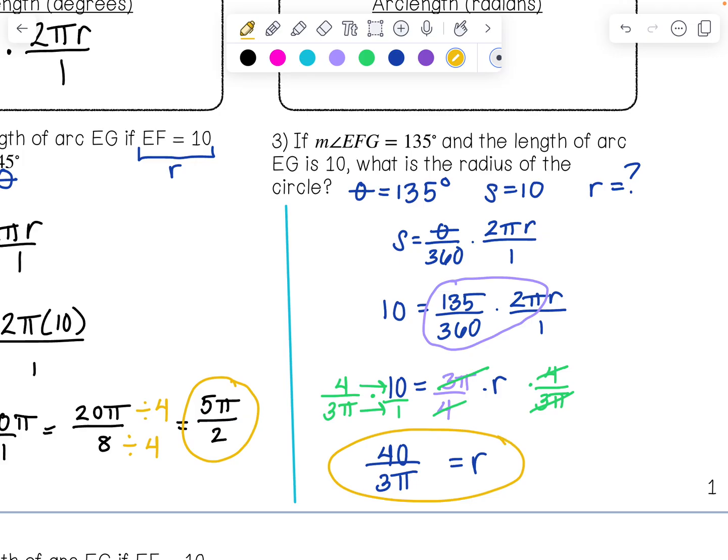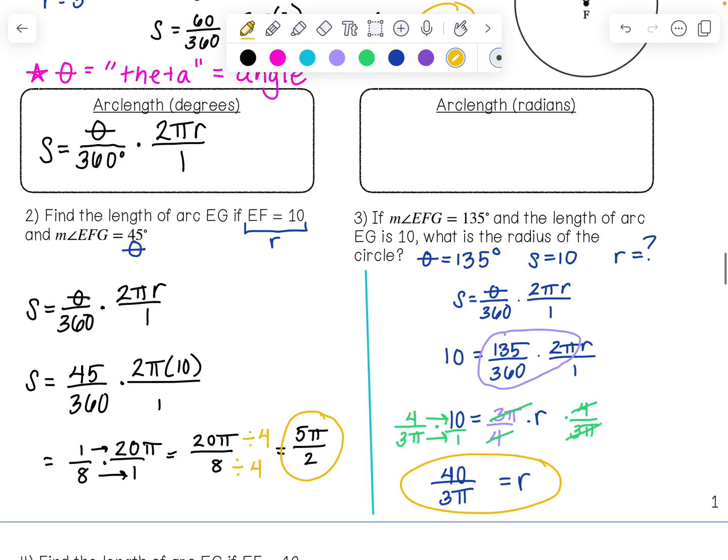Right, so you write down what you know, you write down your formula, you plug in, and then you use your algebra skills to work backwards. So that's arc length in degrees, and it's very similar when you're in radians. And I think it's actually easier when you're in radians.